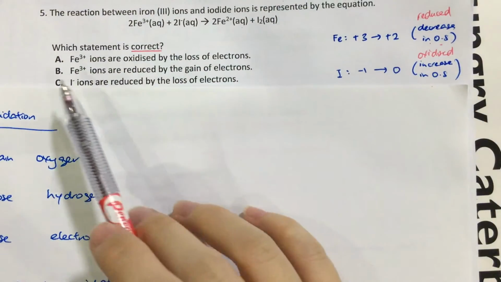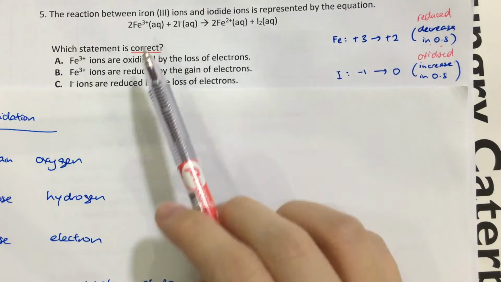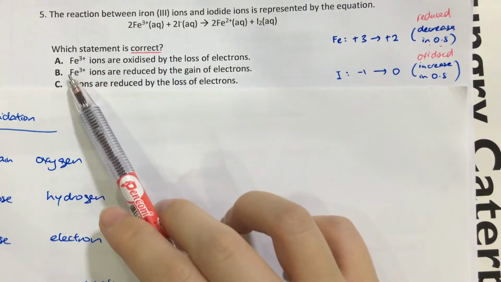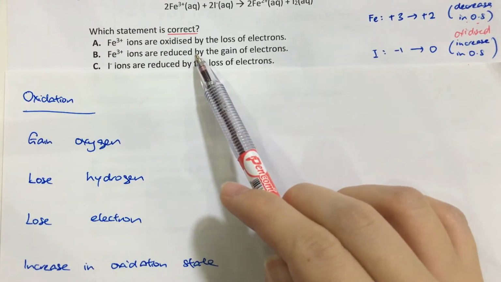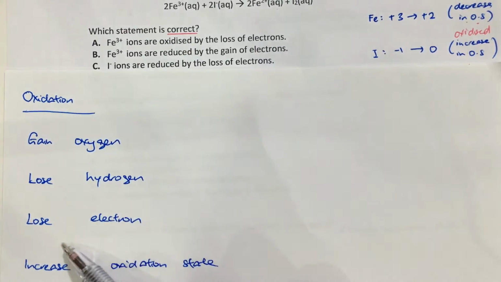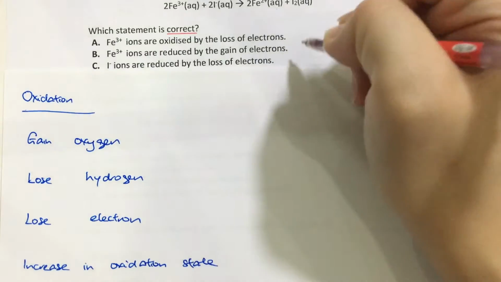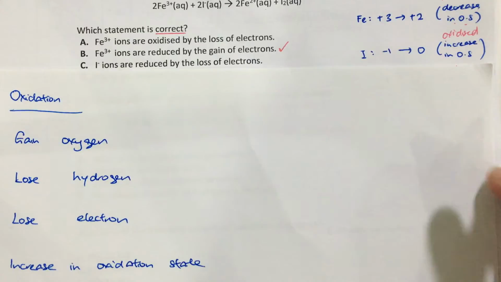So now we look at this. It says Fe3+ ions are oxidized. Nope. Fe3+ is being reduced. Sounds correct, right? Then we check. If oxidation is losing electrons, then reduction will be gaining electrons. So this is perfectly right. So the answer would be B.